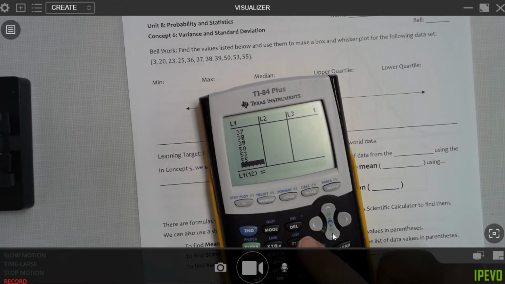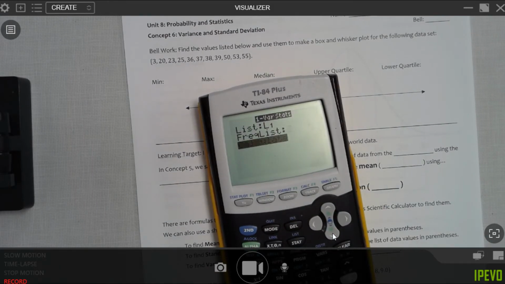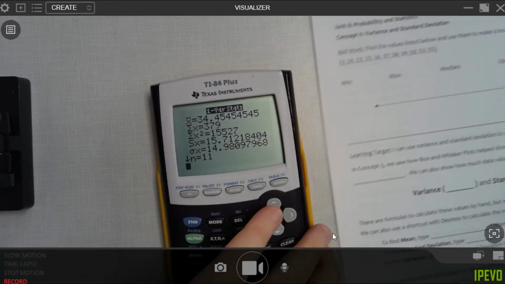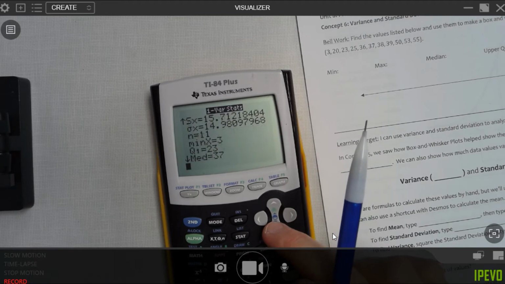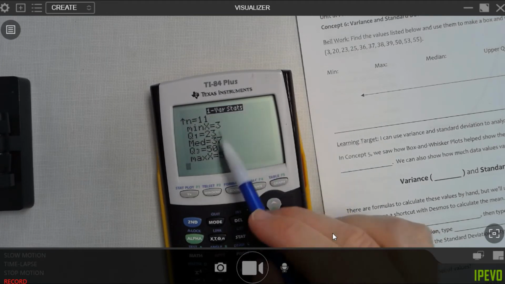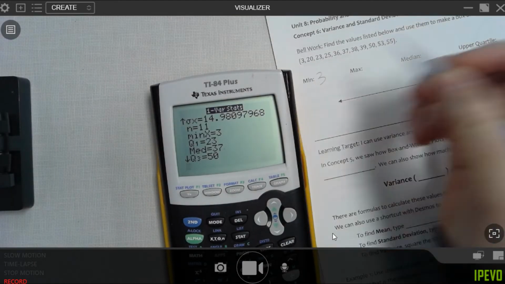All right, and then what you want to do is go to Stat, Calculate, and we're doing a one variable stat. Hit Enter a couple times, and then there's your answer. So this tells us right here that this is our mean. And if I arrow down now on my graphing calculator, it gives me all the stuff I need for my box and whisker plot. So it's telling me that my minimum value is 3, which we already knew.